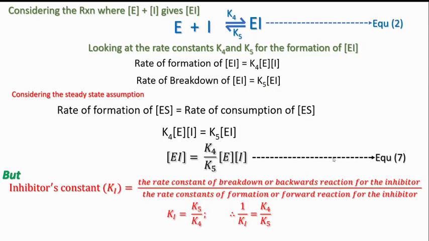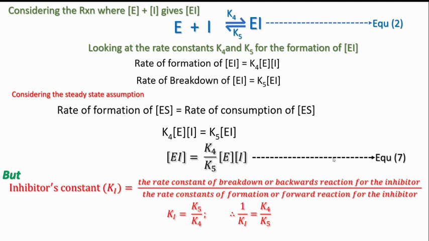Now, let's look at what happens in the other reaction, in our equation 2. So we do the same. The rate constant for formation of EI is K4, and the rate constant for the breakdown is K5. Now, if you consider the same steady state assumption, the rate of formation of EI will be equal to the rate of consumption of EI. So K4 multiplied by E multiplied by I is equal to K5 multiplied by EI.